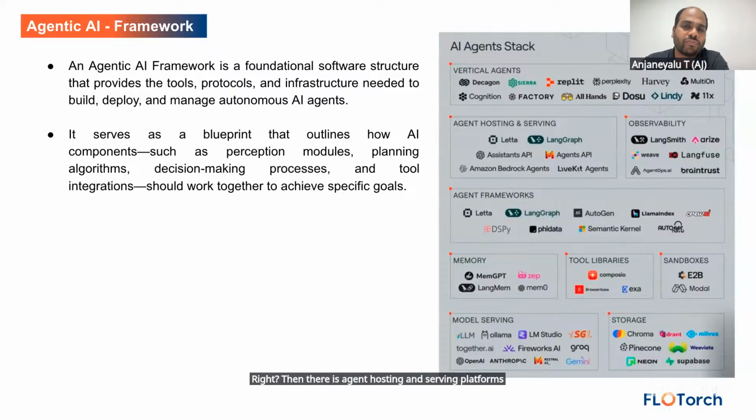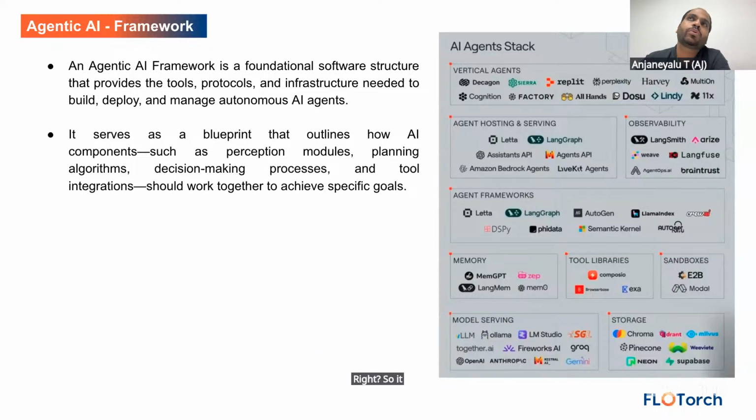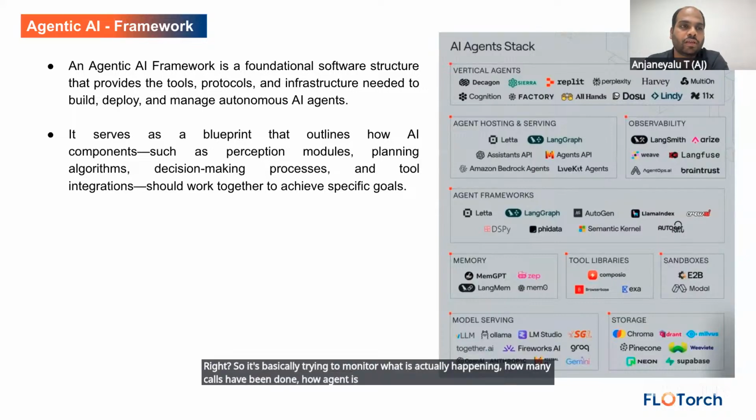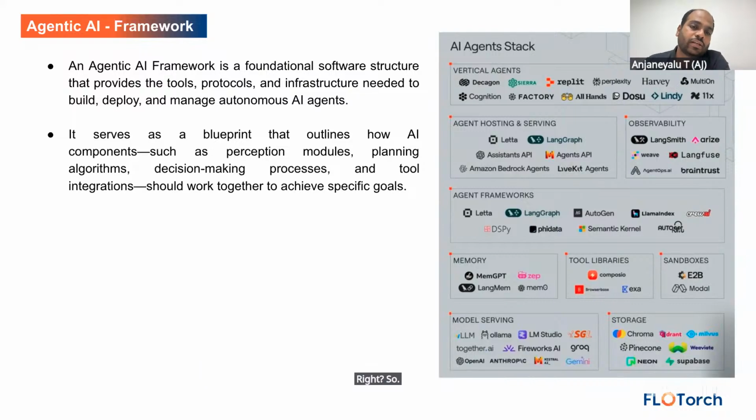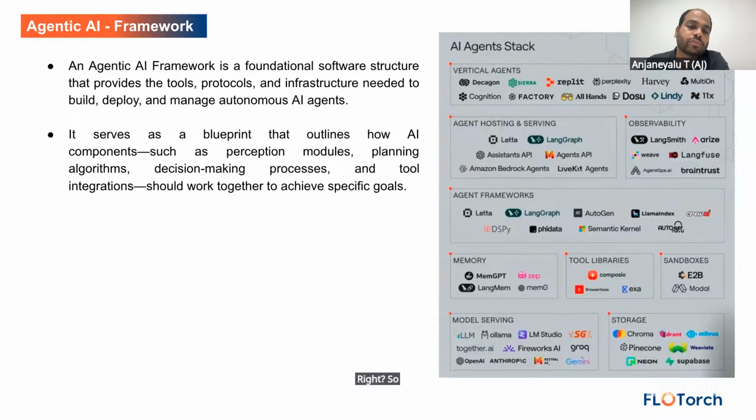LangGraph or Amazon Bedrock are what people usually use for deployment. Then there is something called observability, which is basically trying to monitor what is actually happening, how many calls have been made, how the agent is performing, where the spike is, and all of that. That has, let's say, LangSmith and things like that. FloTorch has an important feature: it gives you observability and it also gives you traceability.